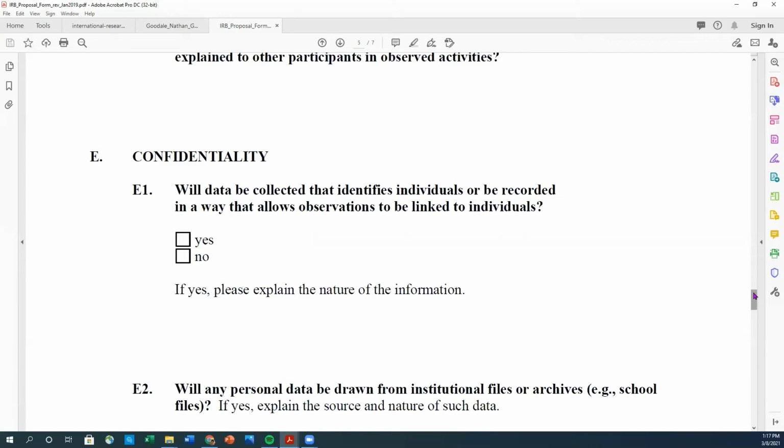Anonymous and confidential are not the same thing. Confidential means you know the identity of your participants, but you're keeping their responses in confidence.